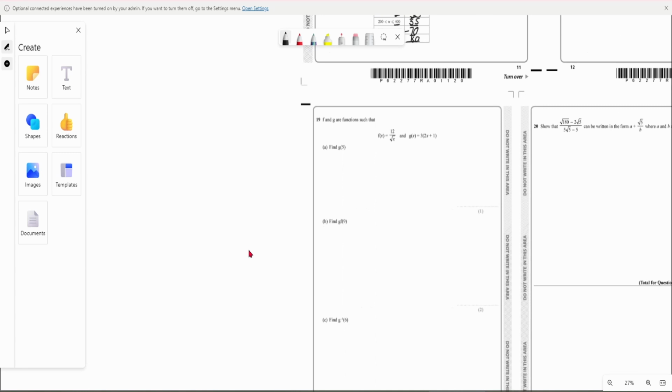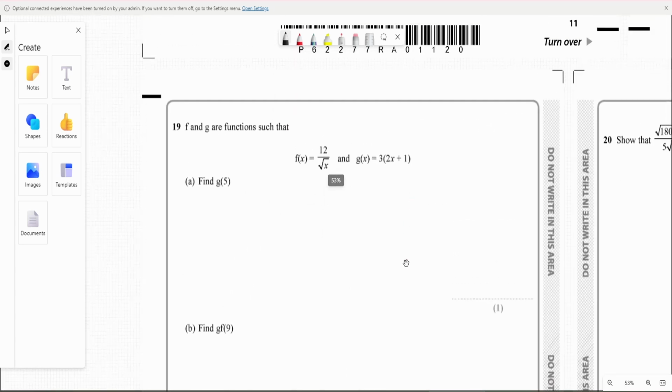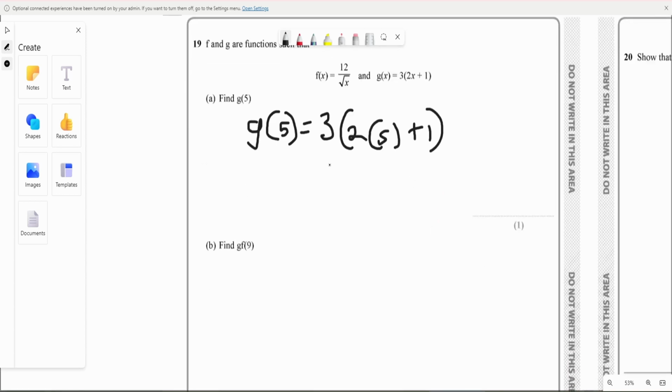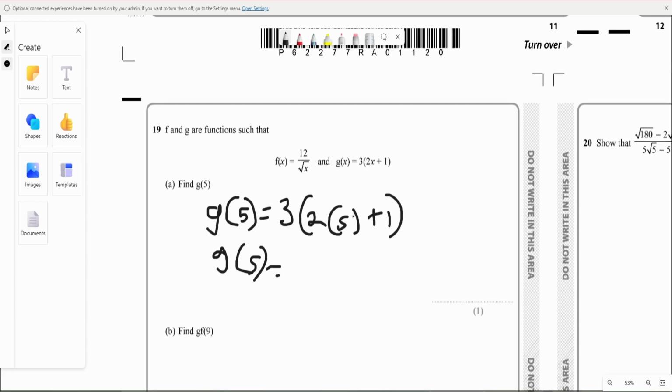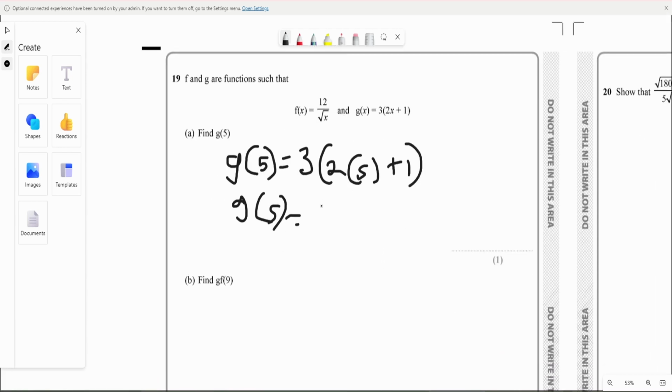Now we're going to go on to question 19. It's a function, so we're going to have g. It says find g of 5, so we're going to just plug in 5. As you know, this is really simple. We're going to just substitute 5 in for all the x's. So we're going to get g of 5 is going to be 10, so 11, 33, done.